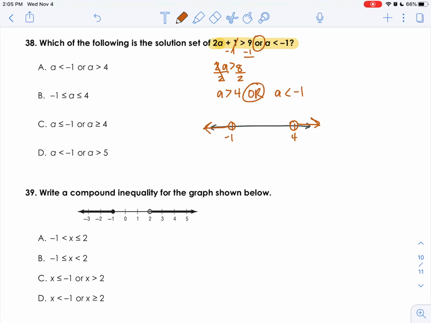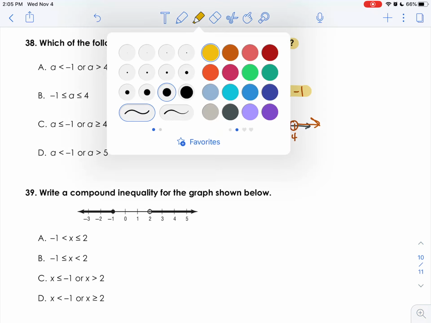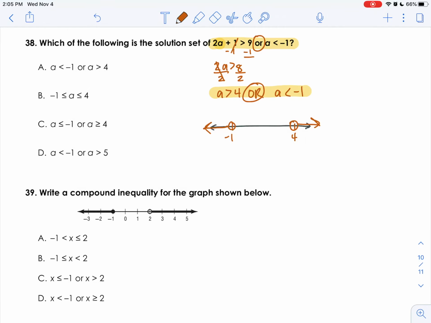It's not asking for a graph, it's just asking for a solution. So I'm just looking for this part, actually. So a is greater than 4, or a is less than -1. That would be this one. The order doesn't matter, as long as all the key parts are there. So A is the answer.